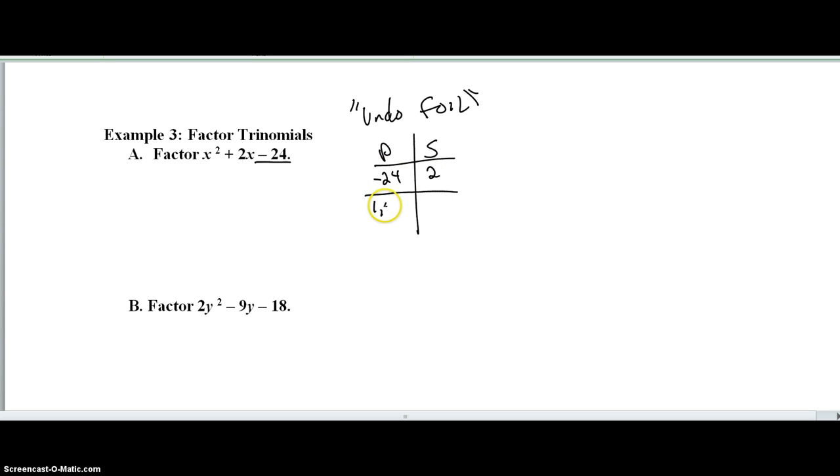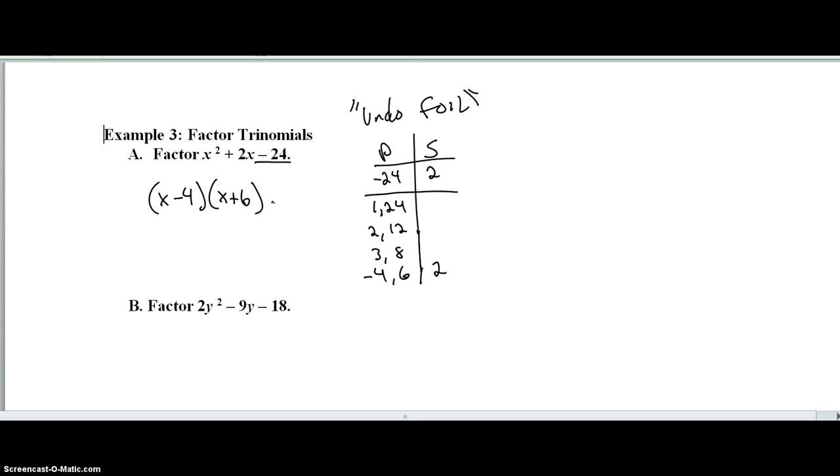Well, we can start with 1 and 24, 2 and 12, 3 and 8, and 4 and 6. Well, 4 and 6 are going to be the two that I can add together to give us a sum of 2, because 6 minus 4 gives me 2. So all I'm going to do is use these two factors, and I've got x minus 4 and x plus 6. And that is a successful factoring.